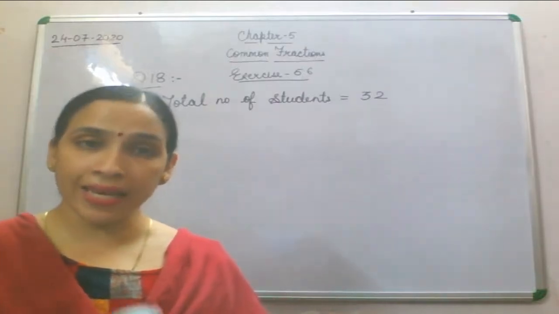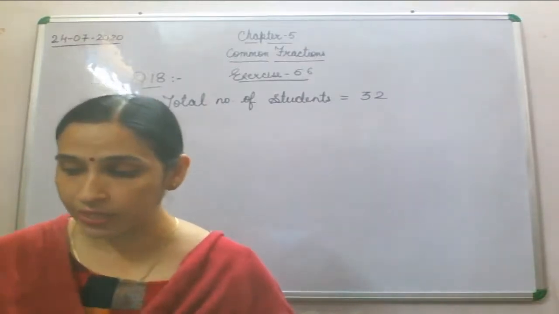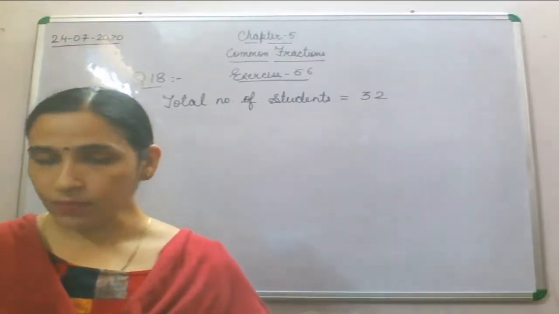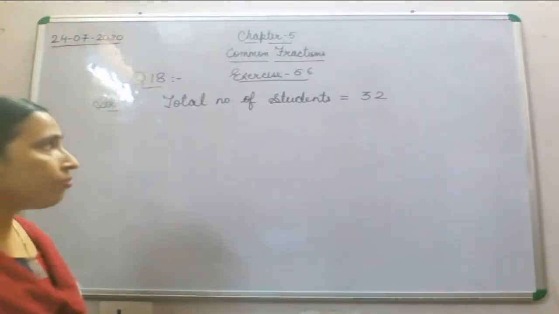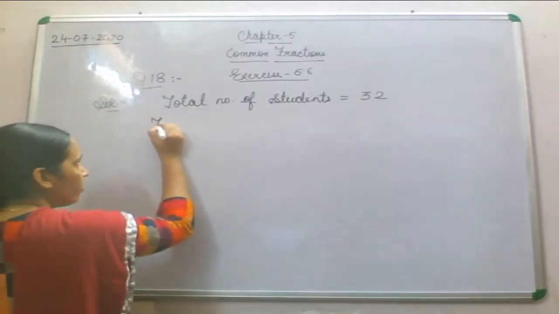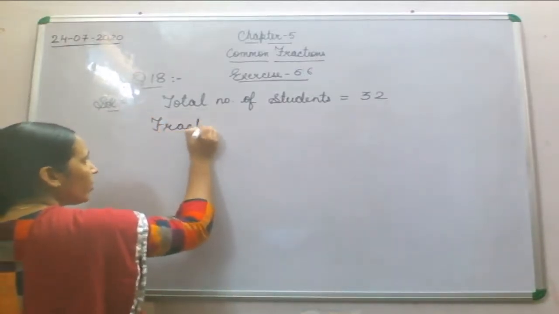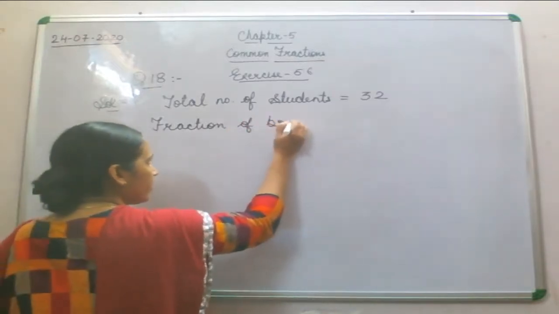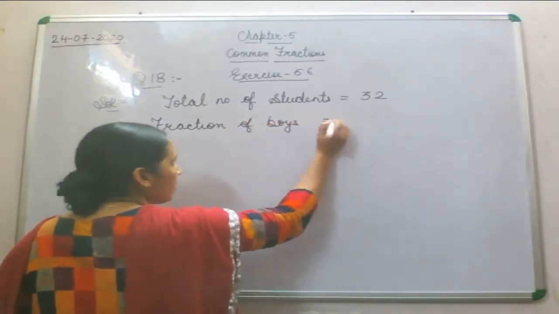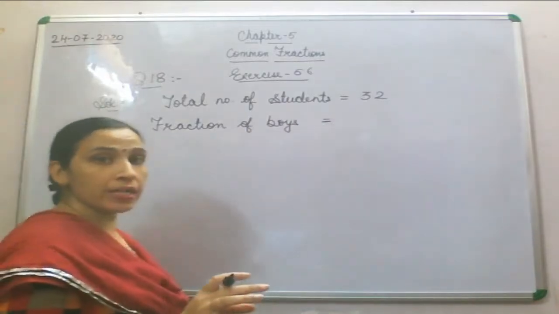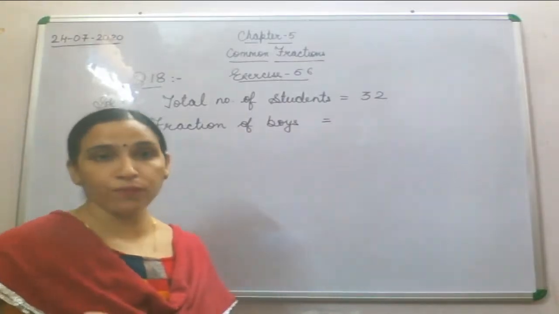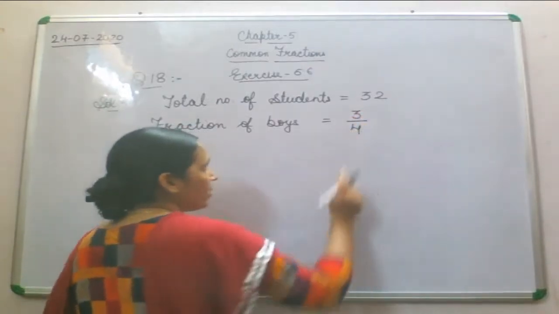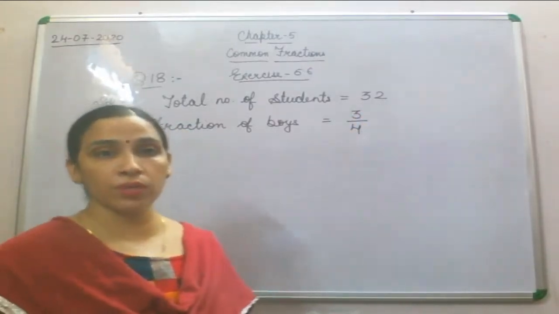Now what is next given to you? You have been given that 3/4 of the students are boys. Now fraction of boys. Now what fraction of boys are there? That is 3/4. So we'll write 3/4. Now you have to find out what will be the number of girls.